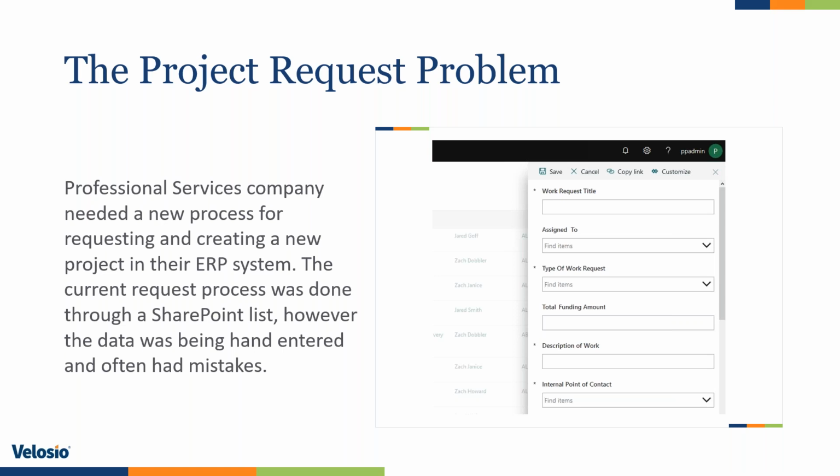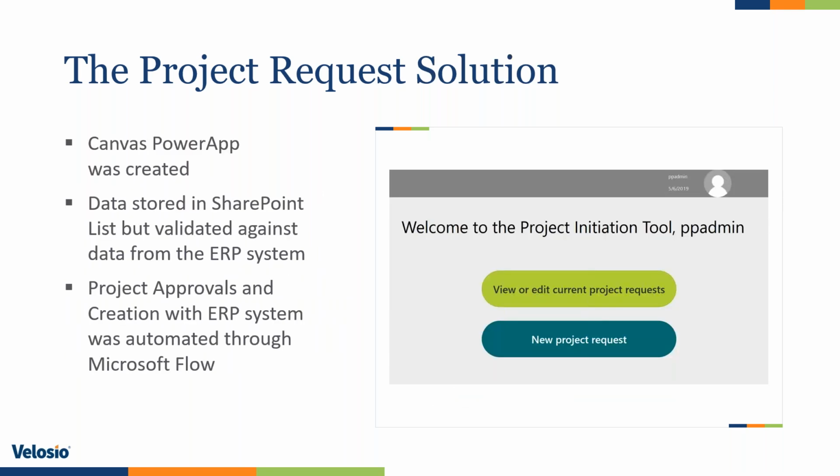And so, that manual entry, people just submitting these requests, was all hand entered, and there were oftentimes mistakes in that data. So what we ended up doing to solve this problem was we built another Canvas Power App. You can see a screenshot here of the welcome page. And for this scenario, we left the data residing in SharePoint. But we were able to use the ability of Canvas apps to have multiple data sources on one screen and pull in data from F&O to validate what people were entering.